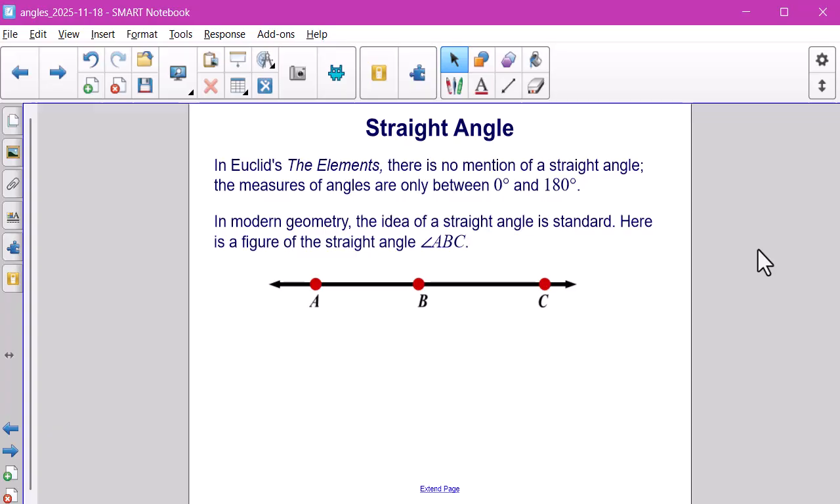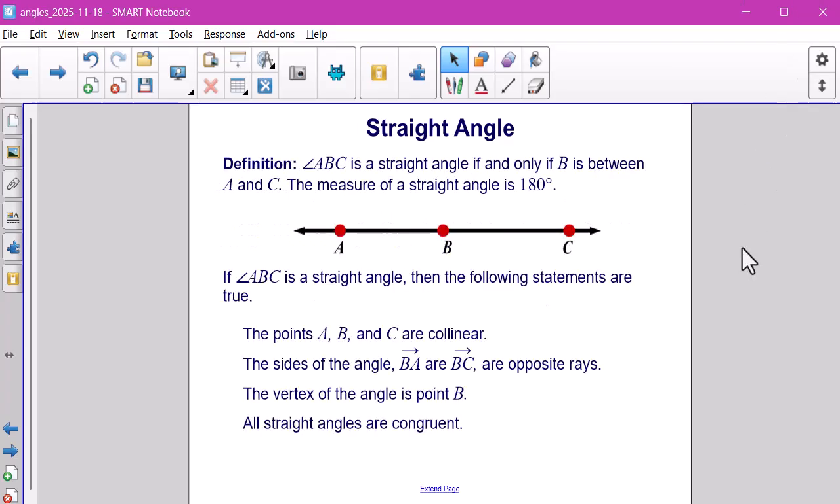In Euclid's The Elements, there is no mention of a straight angle. The measures of angles are only between 0 degrees and 180 degrees. In modern geometry, the idea of a straight angle is standard. Below is a figure of a straight angle, angle ABC. This leads us to the definition of a straight angle. Angle ABC is a straight angle if and only if point B is between A and C, and the measure of a straight angle is 180 degrees.